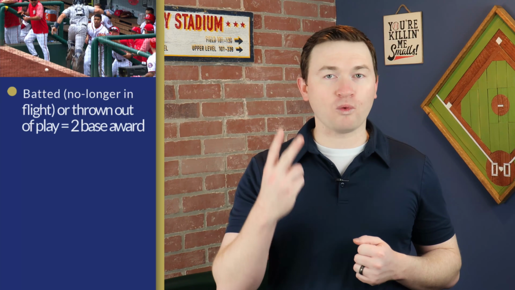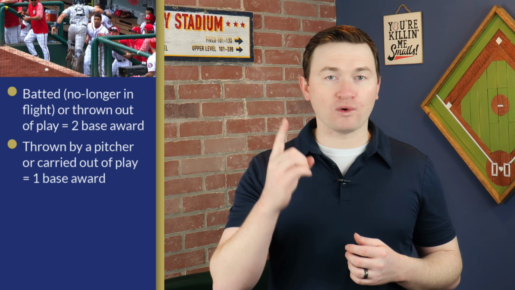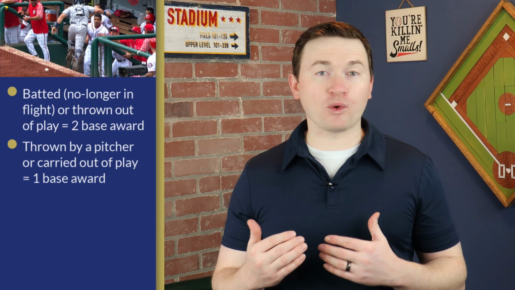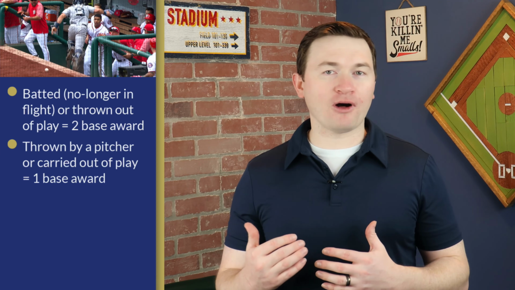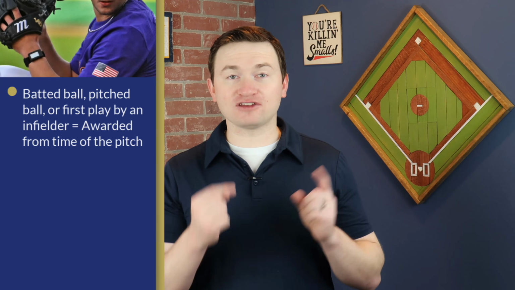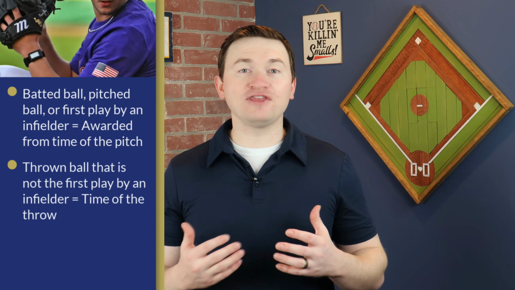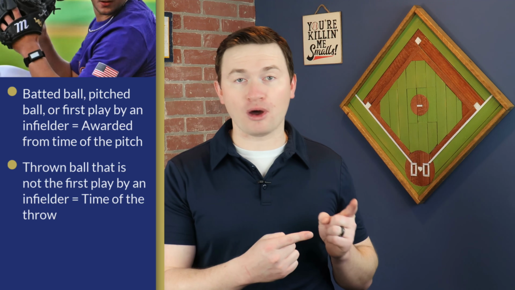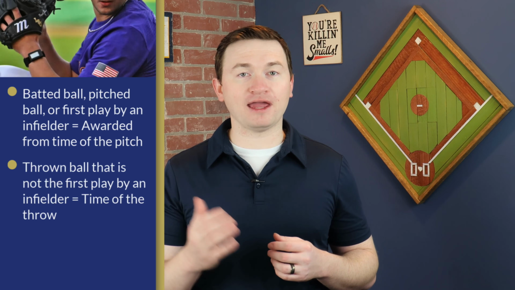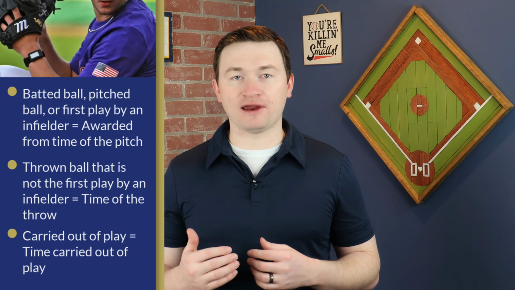Now, it's important to note that when a ball is batted or thrown into dead ball territory, it is a 2-base award. If it is carried into dead ball territory, then it is a 1-base award. And the specifics of where we award bases from depends on how the ball ends up in dead ball territory. If it's a batted ball or the first play by an infielder, then it is a 2-base award from the time of the pitch. If it is a thrown ball or is anything other than the first play by an infielder, then it is 2 bases from the time of the throw. Then, for a ball that is carried out of play into a dead ball area, that is going to be a 1-base award from the time the ball was carried out of play.